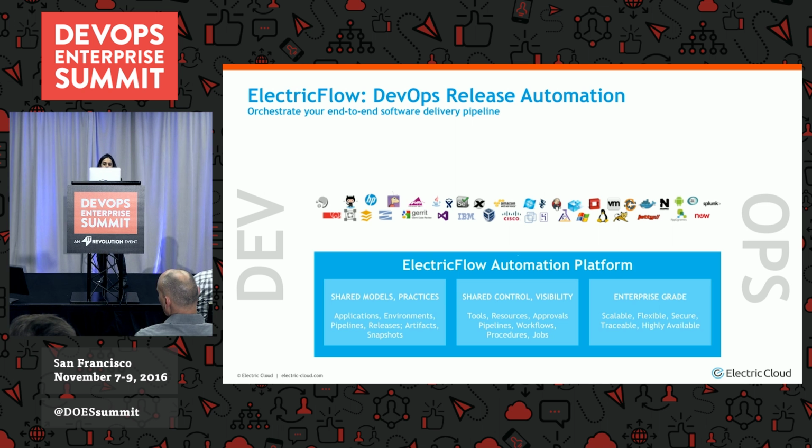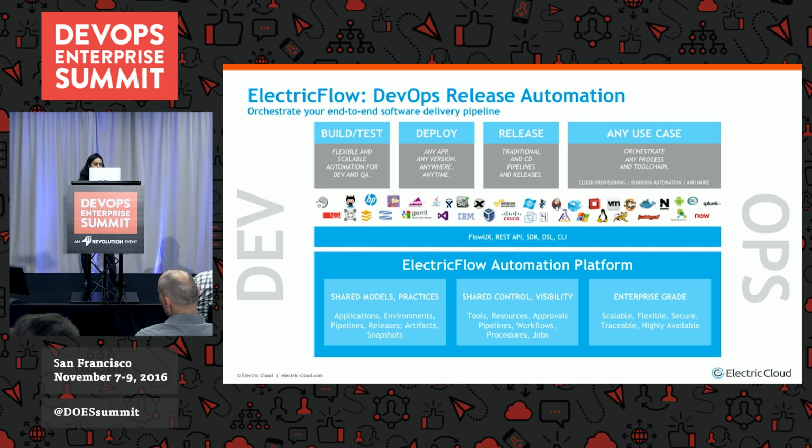And the product is enterprise grade. It works well for small DevOps shops, but it is also ready for when you need to scale up across your organization. It's providing the scalability, the flexibility, the high availability that you need at that large scale. So on top of the automation platform, we have our interaction points. We have our Flow UI. Aside from that, we have APIs, the REST API and SDK, and then the DSL that we've been talking about.